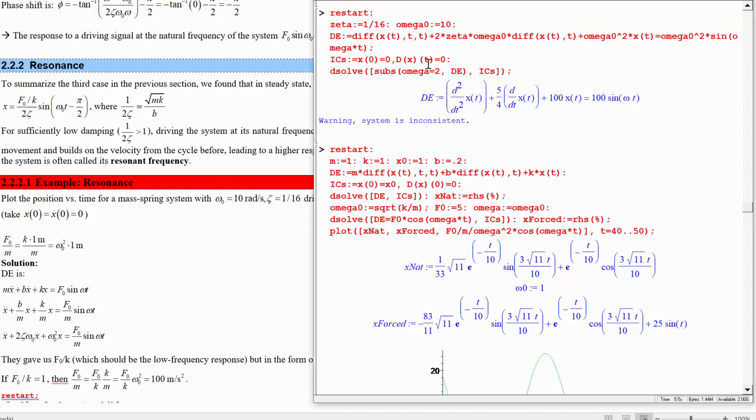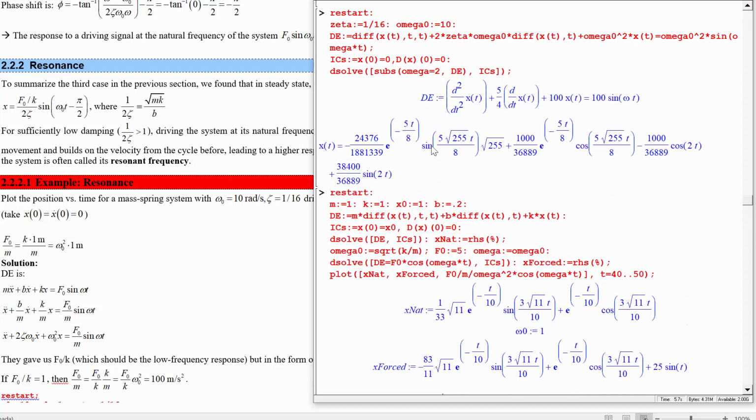The other initial condition I applied was not an initial condition. I should have said d of x evaluated at 0 is 0. Right. Okay, let's go back and see. First of all, this should fix the whole thing. Yeah, okay, we got a solution.